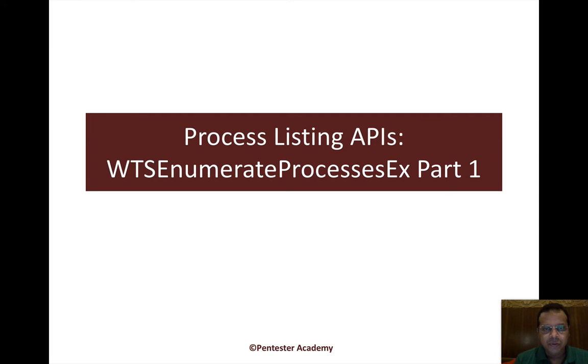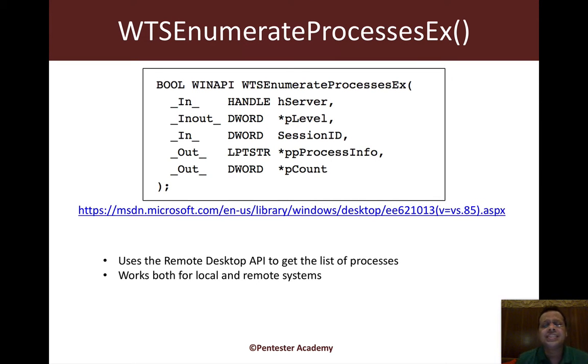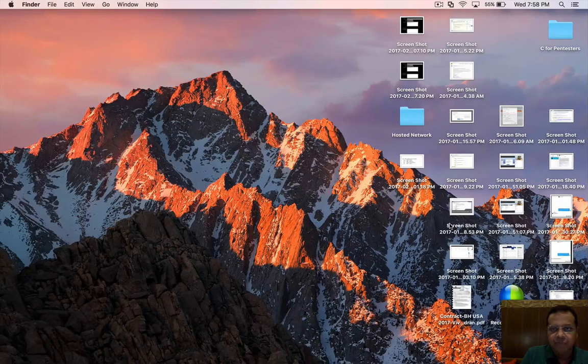Now in this video, we'll begin with an actual process listing API. The one we are going to look at is called WTSEnumerateProcessesEx. So what is this API? Interestingly, this API is part of the Remote Desktop API suite. And the interesting thing is that you can use this even to query the list of processes on the local machine.